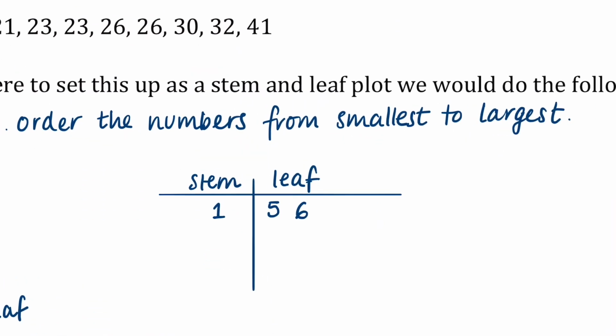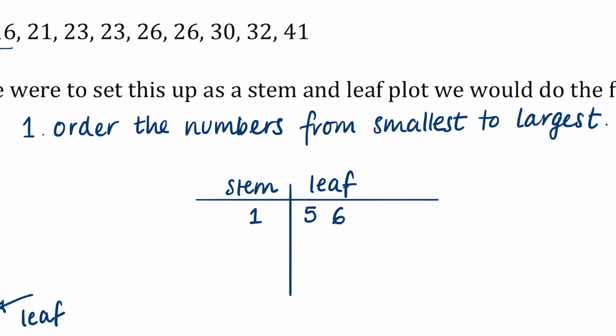Then I'm going to look at my next set of numbers. So I've got 21, 23, 23, 26, 26. All of them have a common stem of 2. So I'm going to write 2 in my stem column. And then I'm going to write these numbers. So 1, 3, 3, 6, 6 in my leaf column, but I'm going to do them in an ordered manner. So I'm going to go from smallest to largest. So I'm going to write 1, 3, I'm going to write 3 again because we had two 23s. I'm going to write 6 twice because we had two 26s.